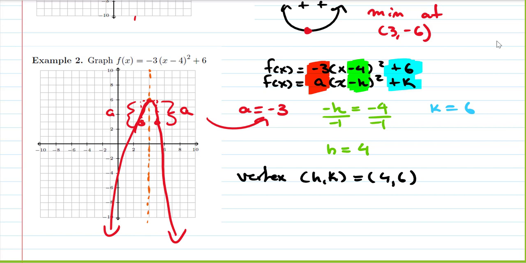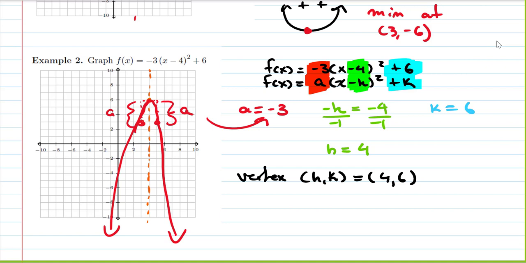So the a is the key to giving me the 2 other points that I need. So I go to the right and the left a units, and I go up and down a units after going right and left 1 to give me the 3 points I need to make my parabola.